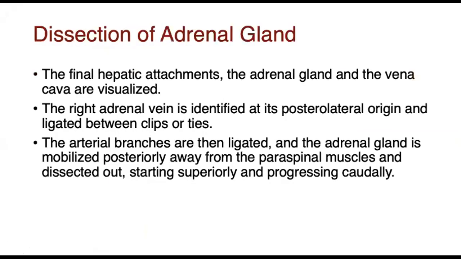For the dissection of the adrenal gland, the division of the fibrous hepatic attachments to the adrenal gland and the vena cava in that position, I'll go back, is visualized. So that's the liver. The right adrenal vein is identified at the posterior lateral region and it's ligated with clips or ties. The arterial branches are also ligated, and the adrenal gland is mobilized posteriorly away from the paraspinal muscles, and it should be dissected out superiorly and progressing caudally. So that's for the prone position or the posterior lumbar approach.